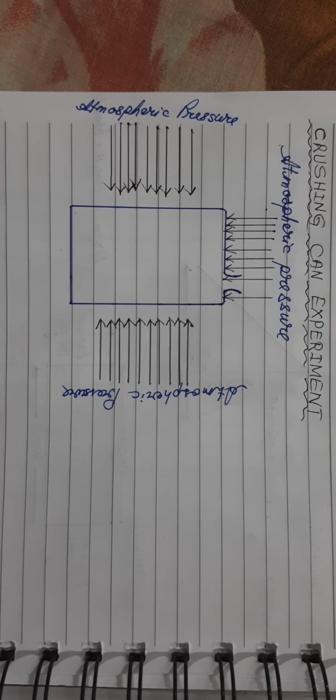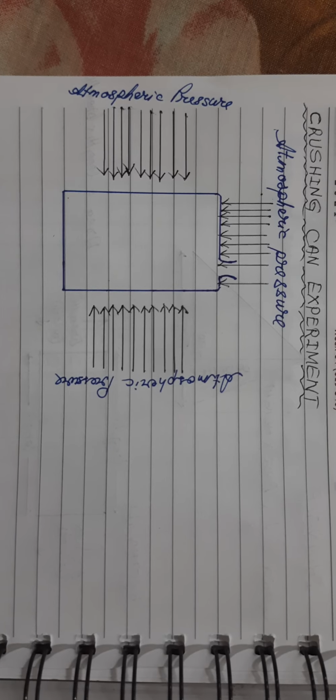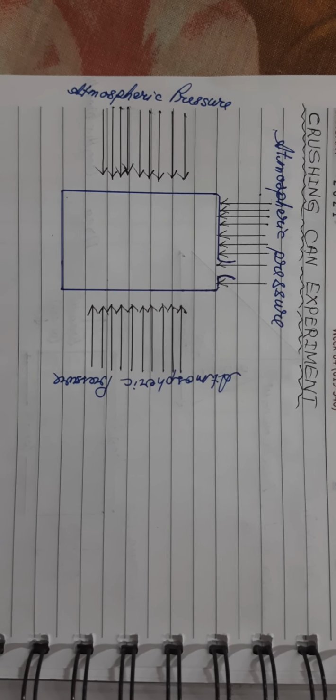Hello class 8. Today in physics again we will discuss atmospheric pressure and some of the effects it brings about. The first experiment that proves that there is atmospheric pressure around us is this crushing can experiment. Now this is a normal can made up of tin, or tin can.